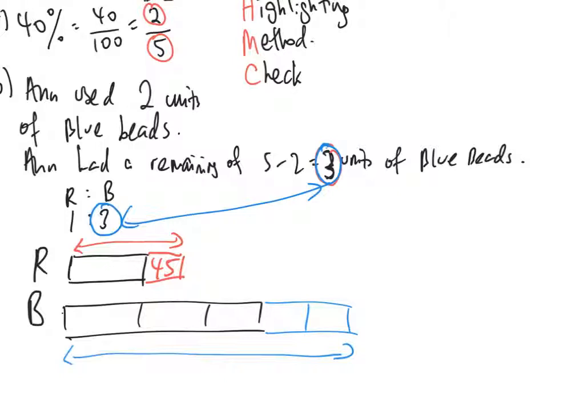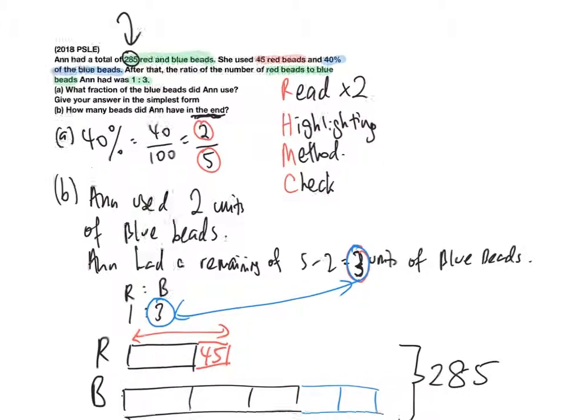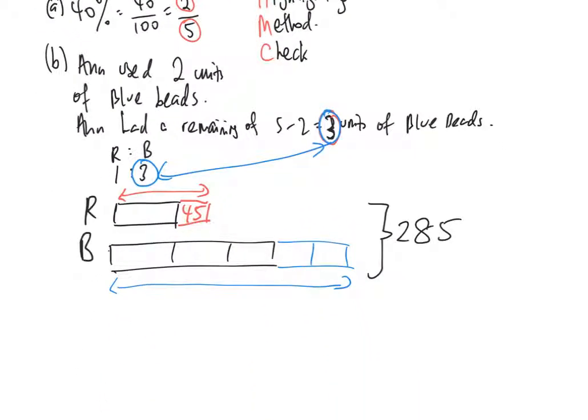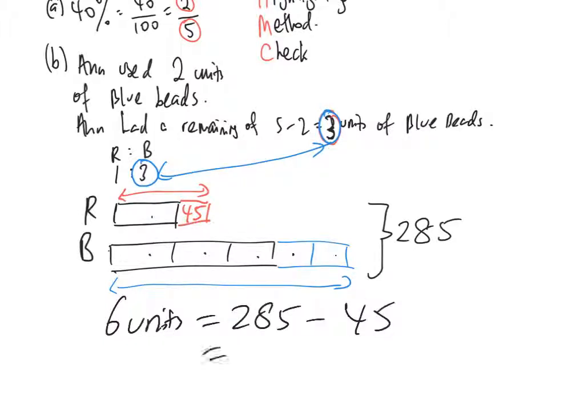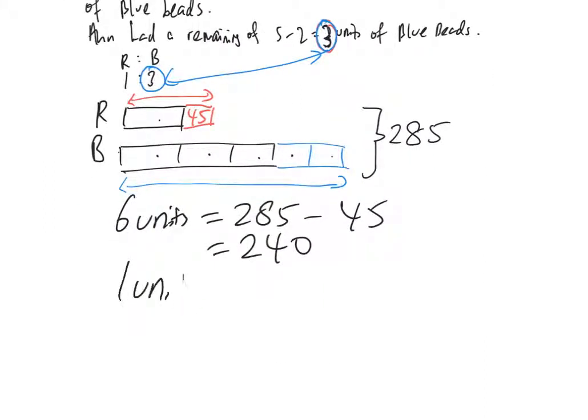So this was the amount of blue bits that Anne had at first. Okay, and we know that the total amount of bits that she had at first is 285. Okay, so that is from the question right here. So what we have to do is we can find the value of 1, 2, 3, 4, 5, 6 units. Okay, so 6 units is equals to 285 minus 45. That will give me a value of 240, which means that 1 unit of bits is equals to 240 divided by 6, which is 40 bits.